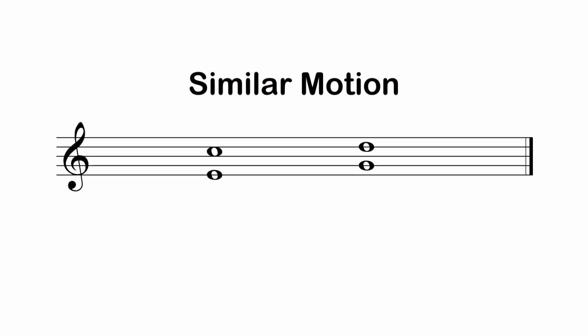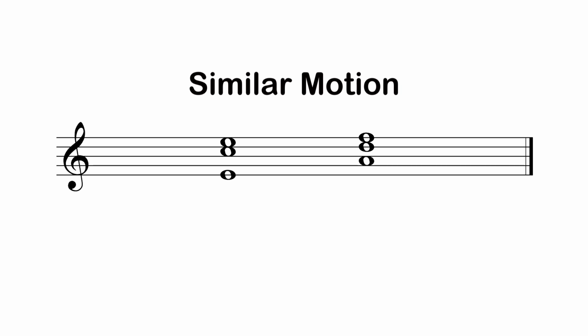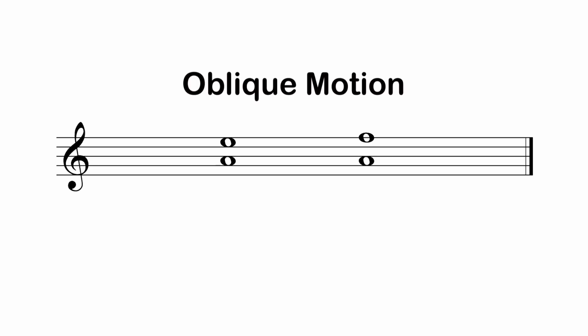Similar motion is when voices move in the same direction. Here is a similar motion with two voices. Here is a similar motion with three voices. Contrary motion is when voices move in opposite directions. Oblique motion is when one voice moves while the other remains stationary.